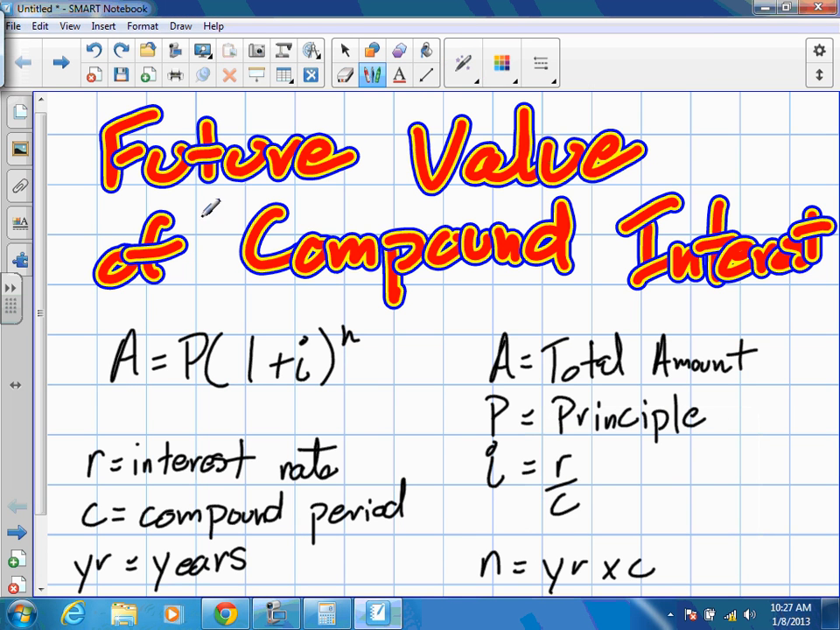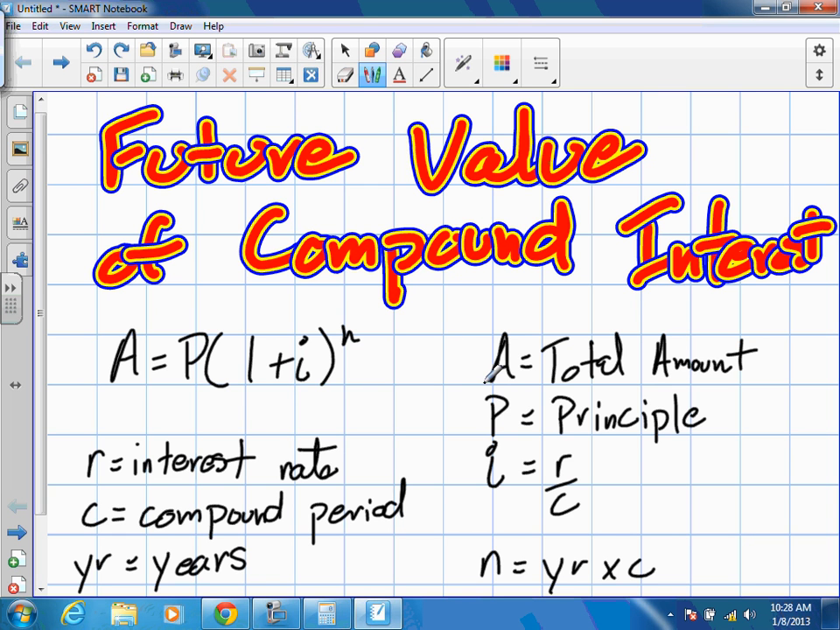Okay, so today we're going to go over the future value of compound interest. This is our compound interest formula. Yesterday we talked about simple interest, it was basic. I also showed you a quick video on compound interest, and that was a basic formula. This is the type of formula that a bank or a loan company will use when getting interest from you or when paying you interest.